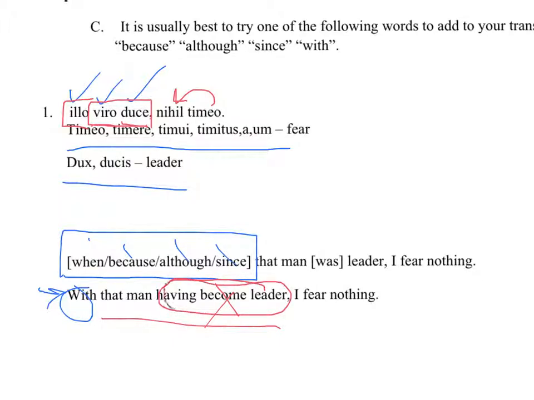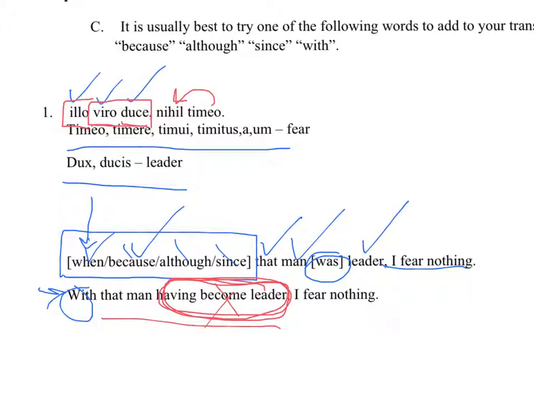That whole participle, that fourth principal part, could easily be translated "having become leader," "being made leader," something like that. Now, maybe a less literal but more Englishy sentence would be, "When that man was leader, I fear nothing." Because that man was leader, I fear nothing. Or is leader, I fear nothing. Although that man is the leader, I fear nothing. Since that man is the leader, I fear nothing.